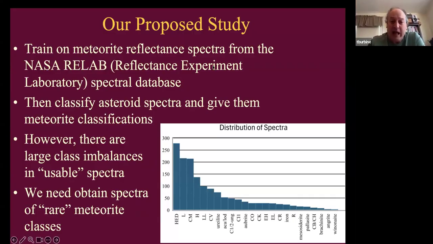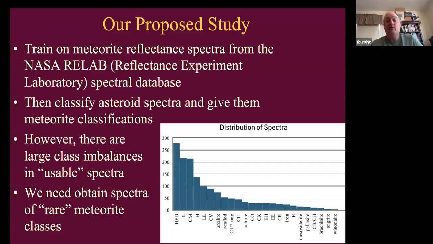However, this is a plot I made of the distribution of spectra. This shows some of the classes. Because we went to Vesta with Dawn, we have lots of HEDs. We have lots of CMs; they're very common to fall. Some of the classes are very rare, and to train using machine learning you need a lot of spectra.